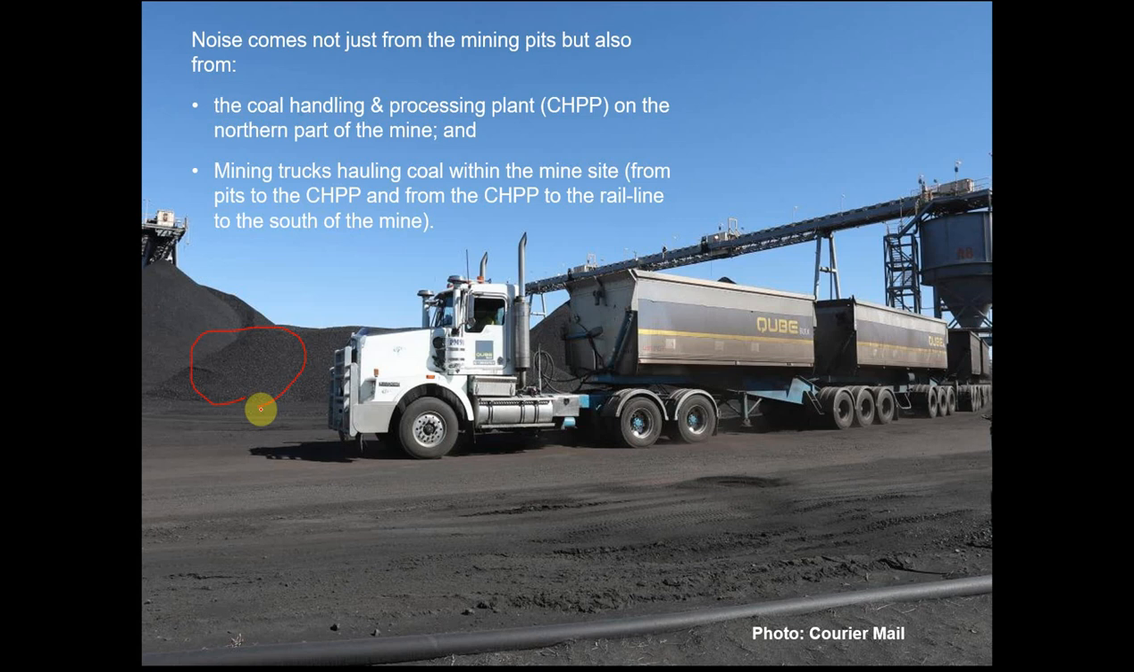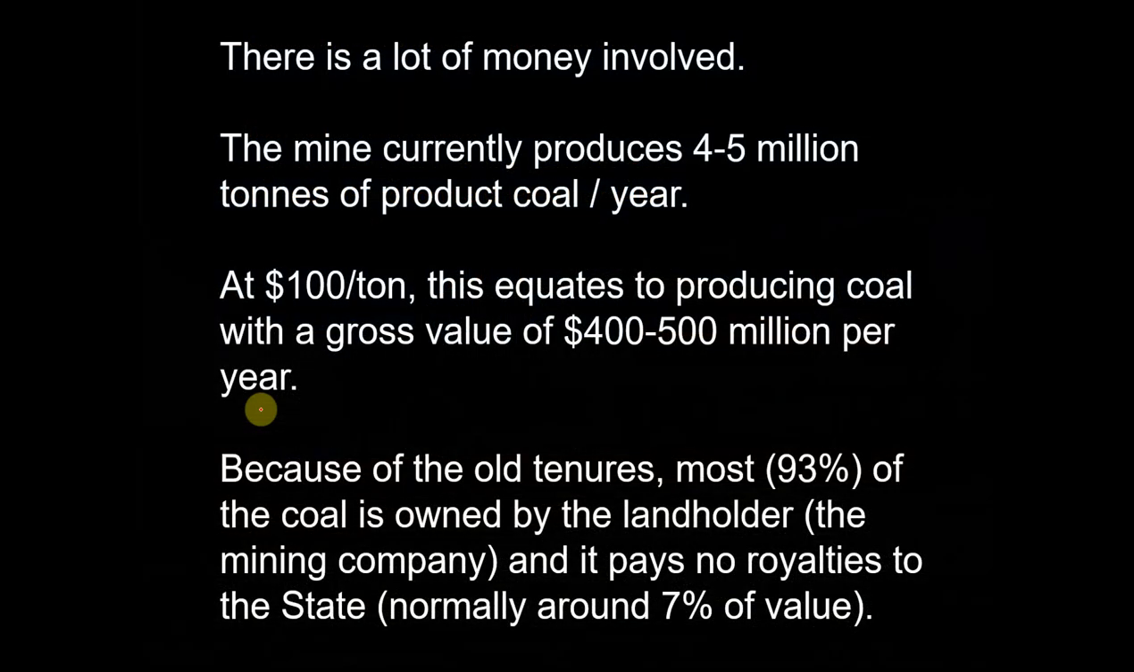When the coal comes out of the ground, it's often called run of mine coal or ROM, and that's the unprocessed coal. The product coal is once it's been through the coal handling and processing plant, so it's basically then ready to be burnt. The coal from this mine is generally used for electricity production, so it's called steaming coal, and it's used in electricity production to boil water. So that's an important component of the mine.